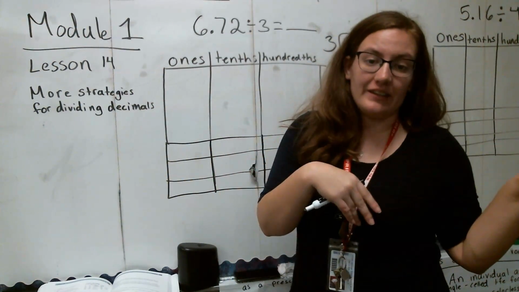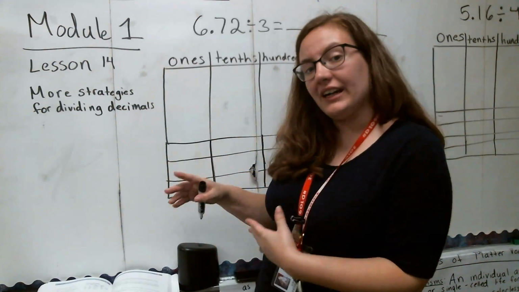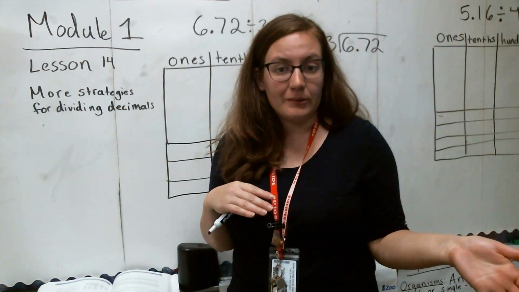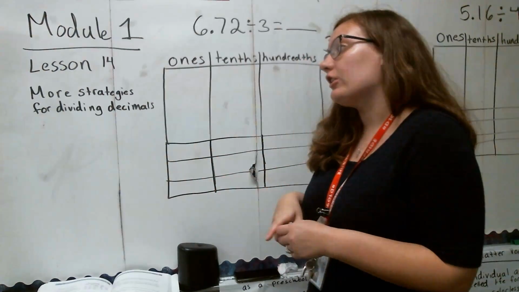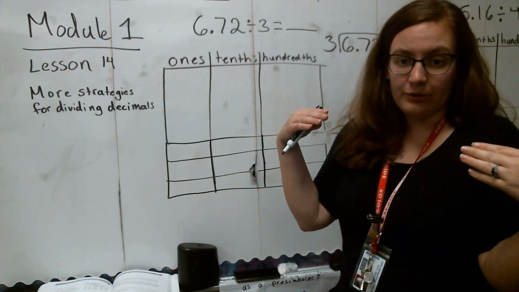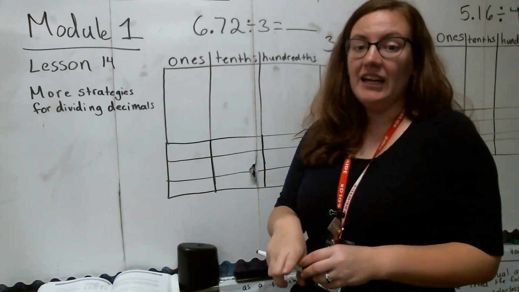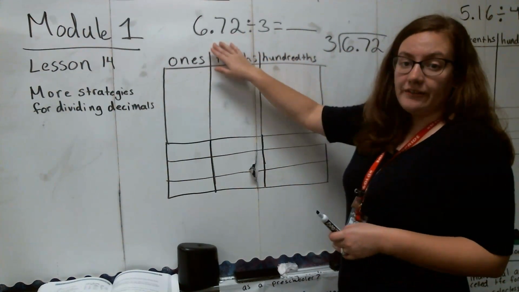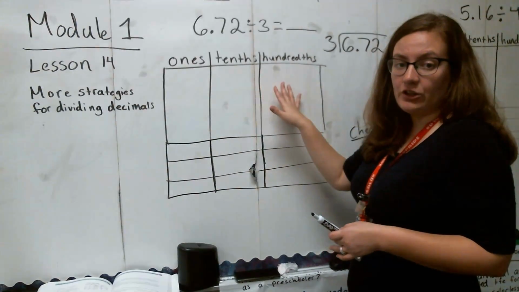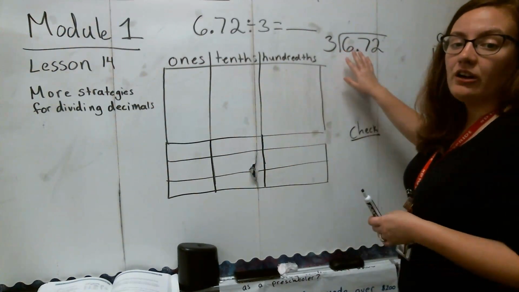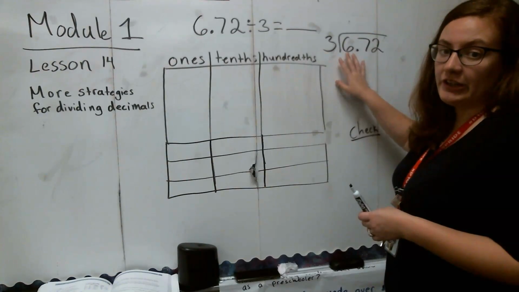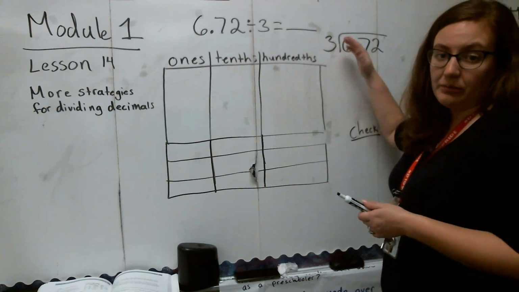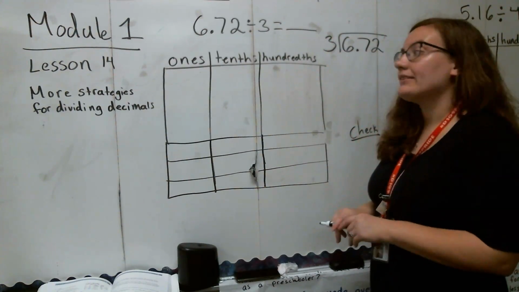So the last lesson was all about changing our units, thinking of division as multiplication, and then we would also put our division problems into standard form. Today we are going to talk about how we can solve our division problems with a place value chart like this. And then we're also going to start talking about how we can start using what we call the standard algorithm to solve our problems as well.